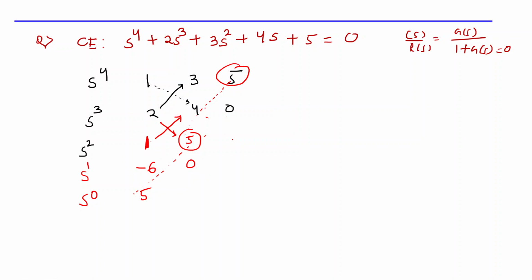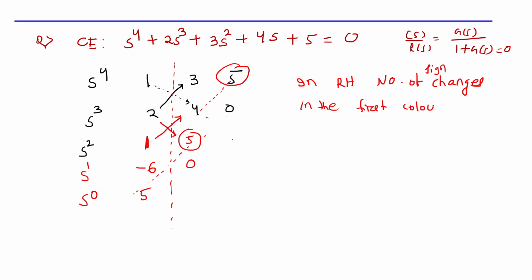So this is the RH criterion. Immediately you can see that. So how many sign changes are there in the first column? Remember that in the RH criterion, the number of sign changes in the first column gives the number of right hand side poles of the closed loop transfer function.